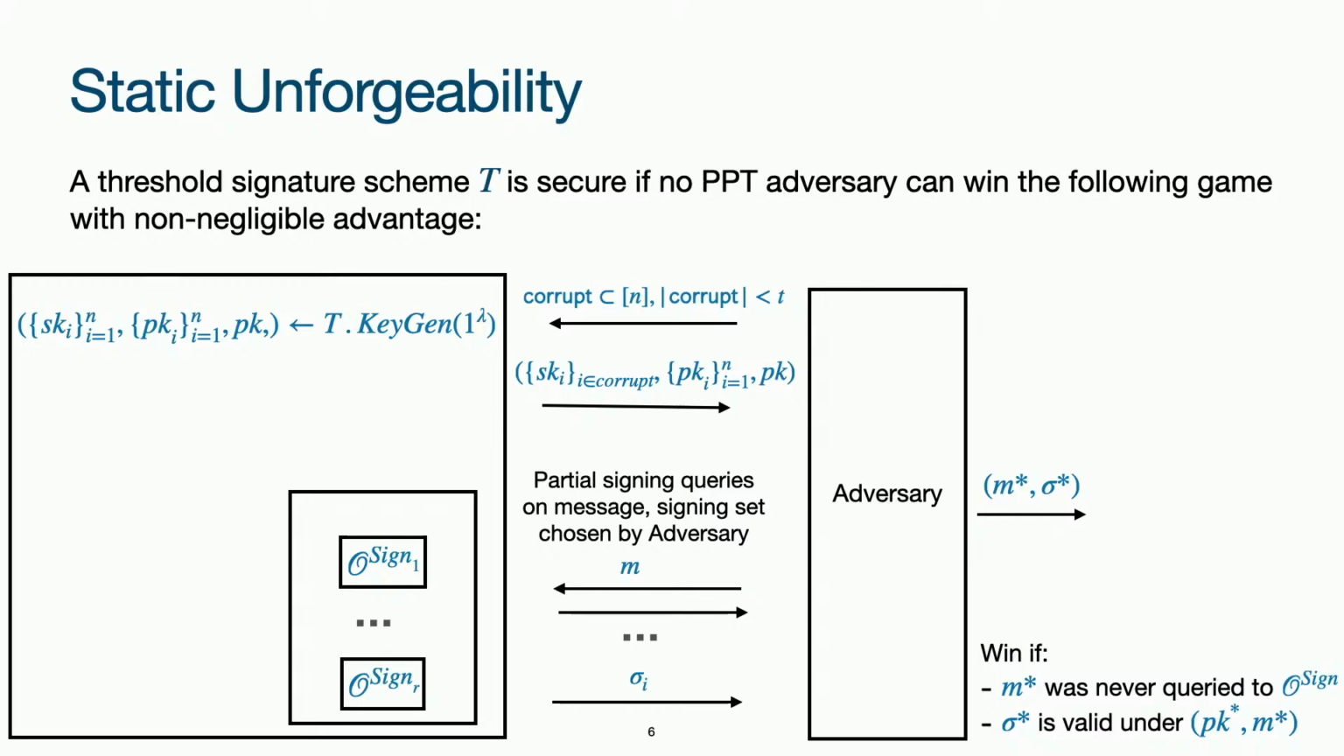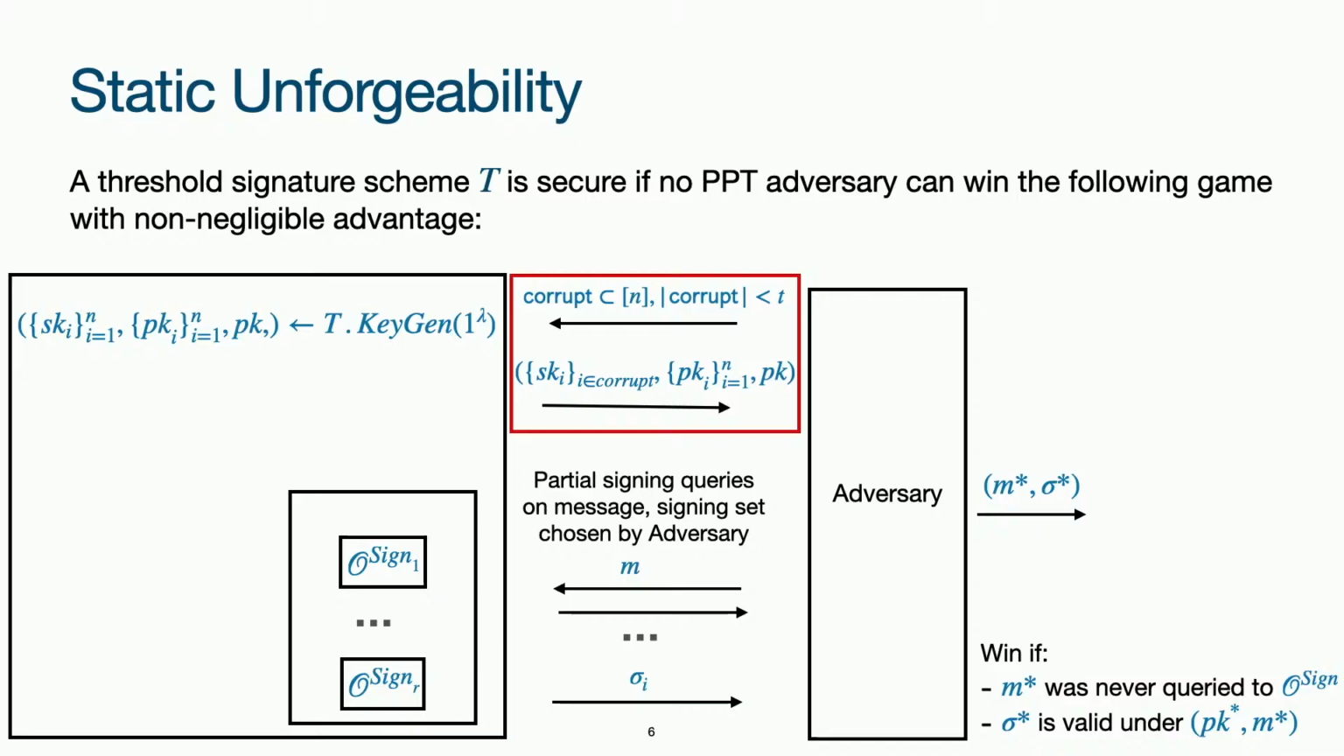I've been using the word security a little loosely, and there are several notions of security we can think about. One of the first is what we call static security, or static unforgeability. You can think about it in a very similar way as unforgeability for a single party signature scheme, but here we have an adversary that can participate in the signing protocol. At the beginning of the experiment, it chooses a set of parties that it wants to corrupt, and it receives the secret key shares for those parties, as well as public key material.